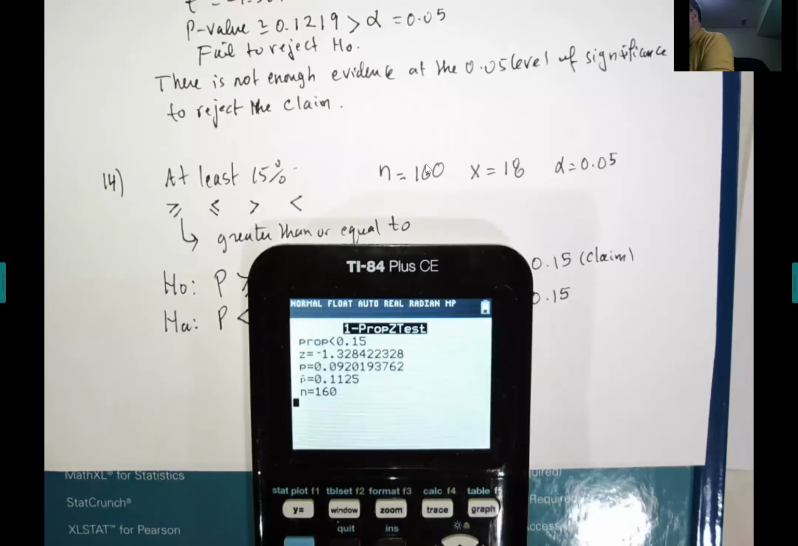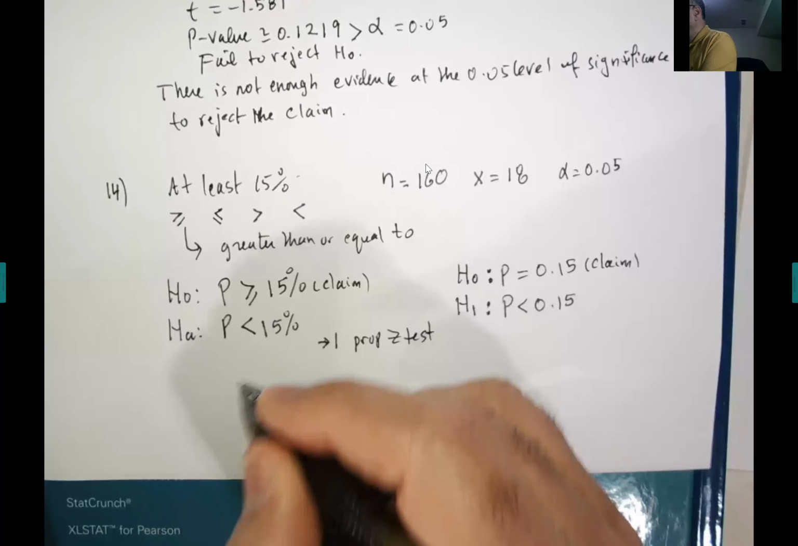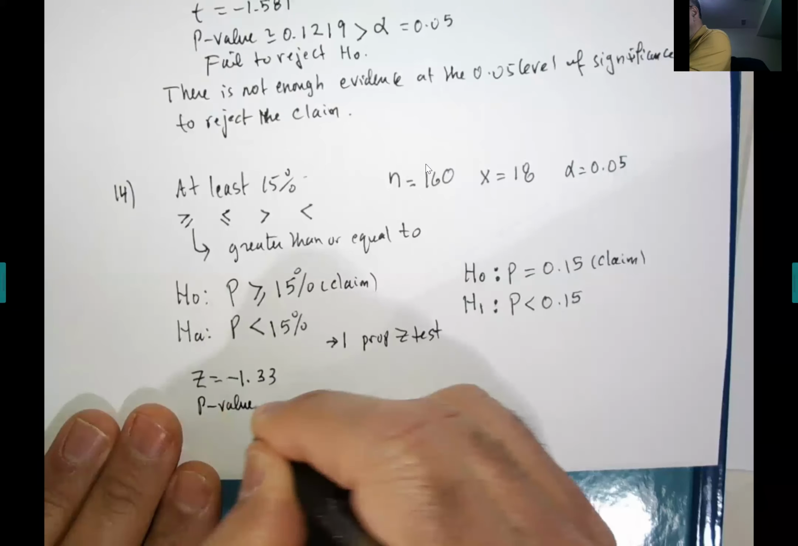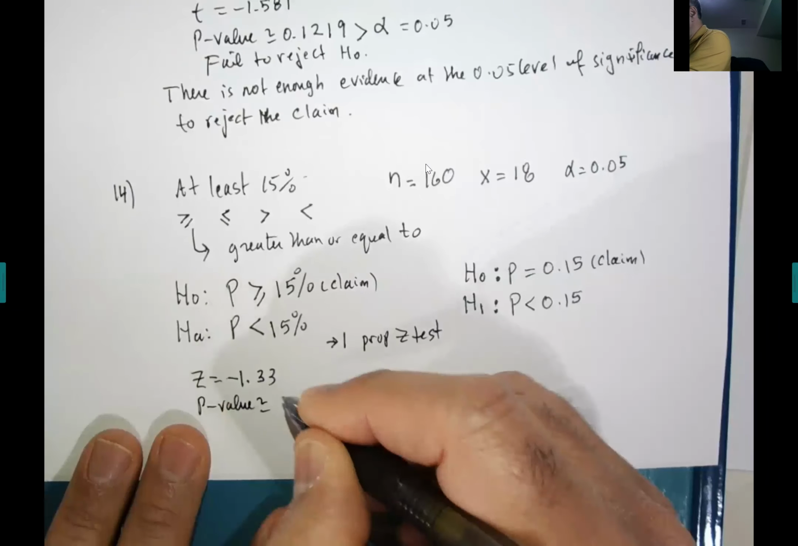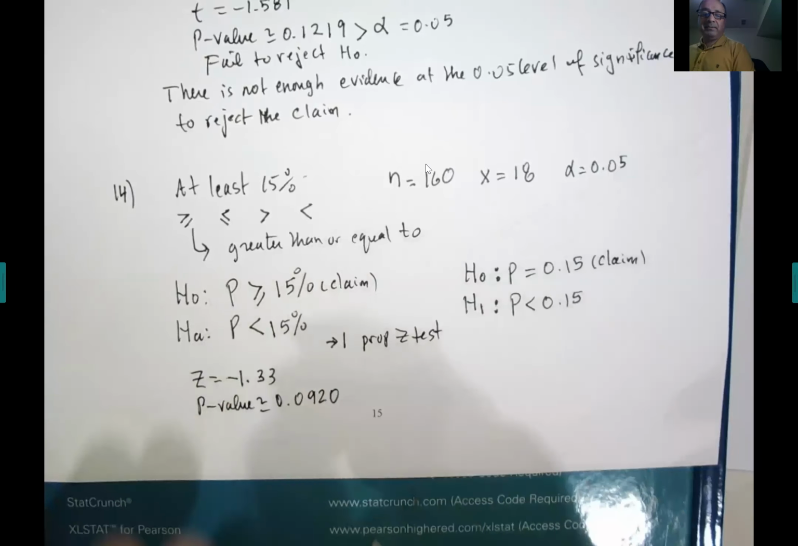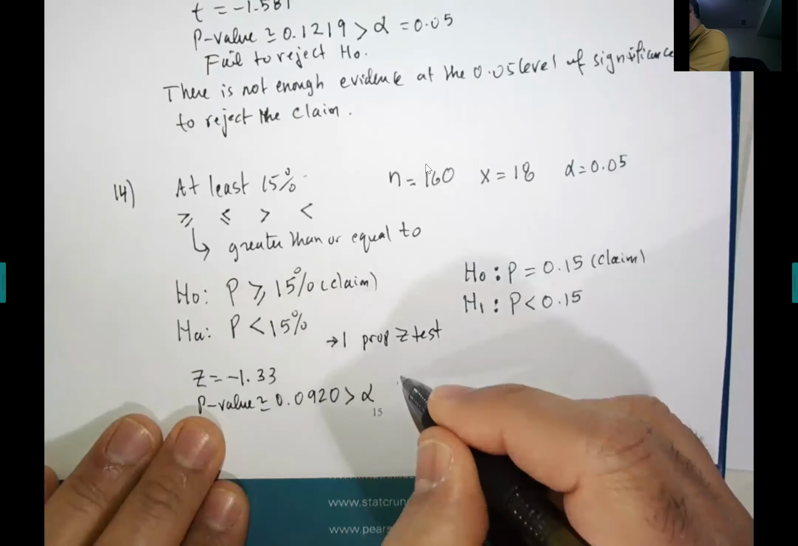You see, Z turned out to be negative, which makes sense because I did a less than in the alternative. So Z is negative 1.3233, and the p-value. Don't you love the p-value approach? It takes care of everything. The p-value is 0.0920, and we're testing at alpha 5%, so that's bigger than alpha. So fail to reject H0.